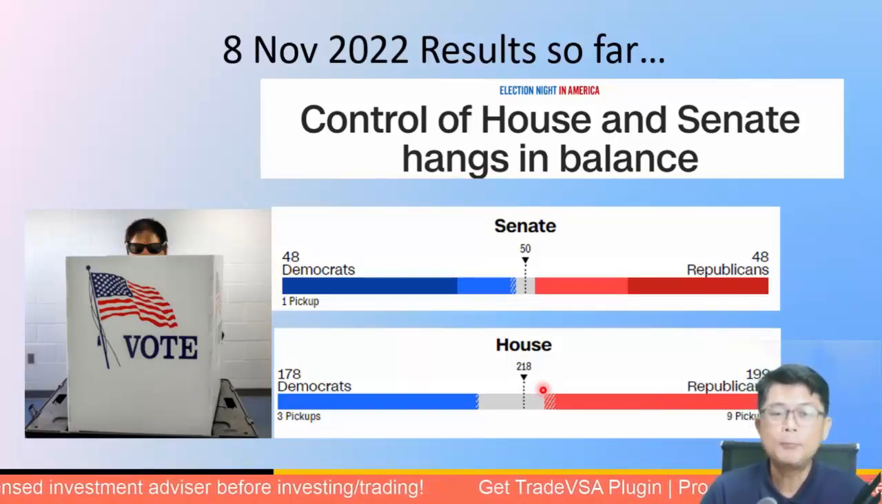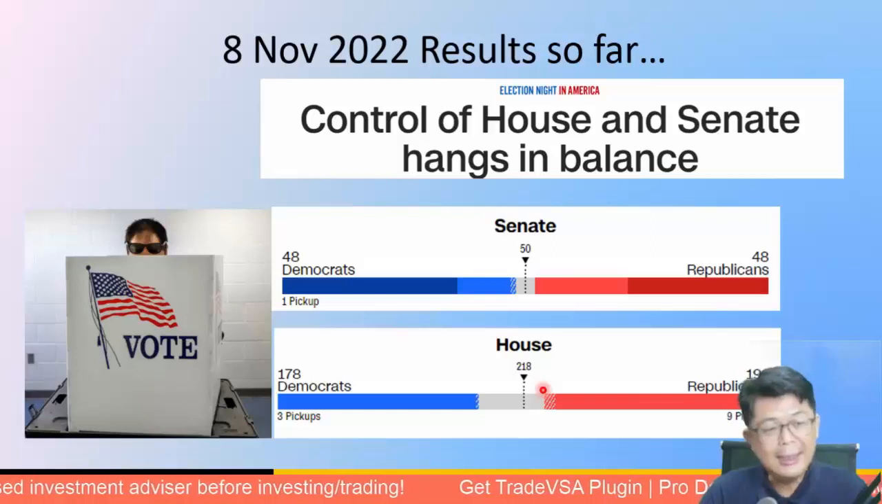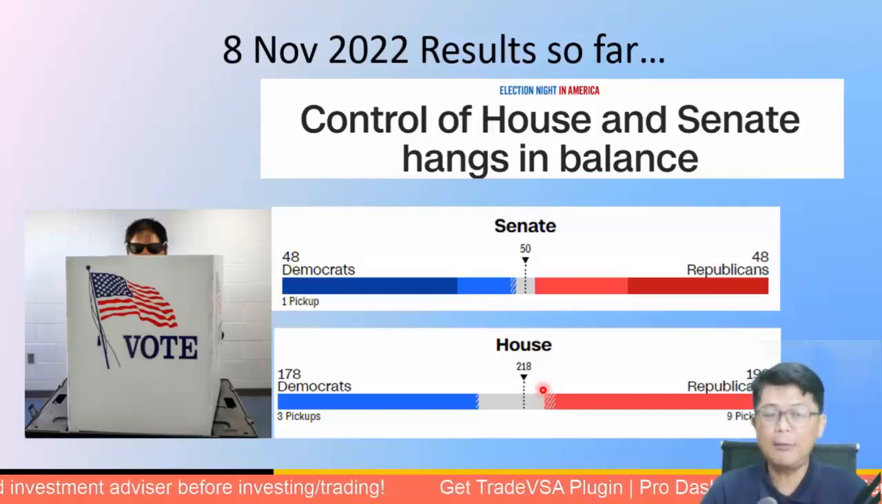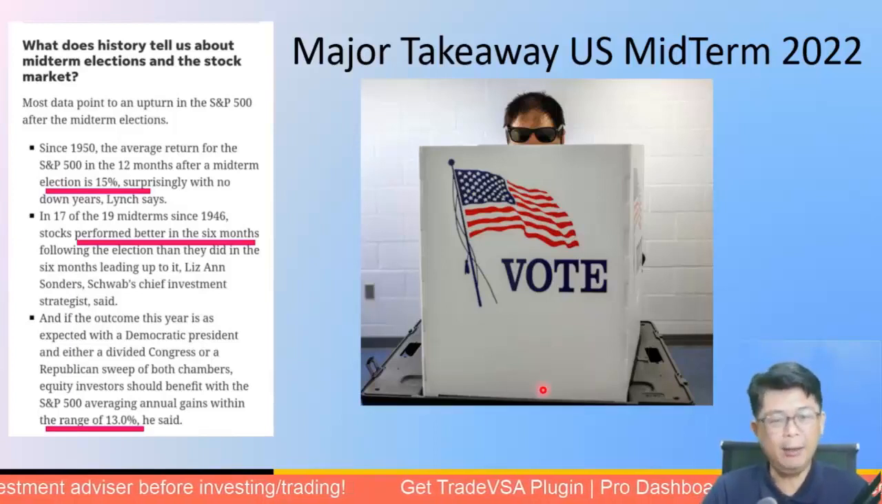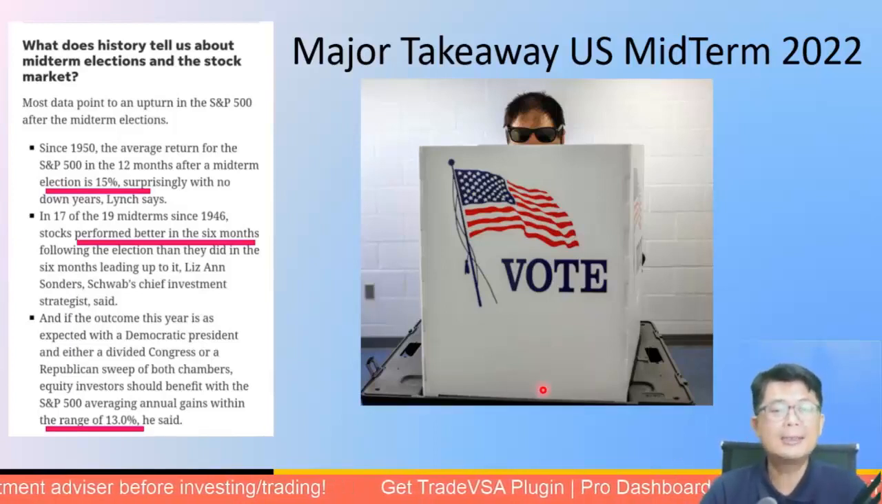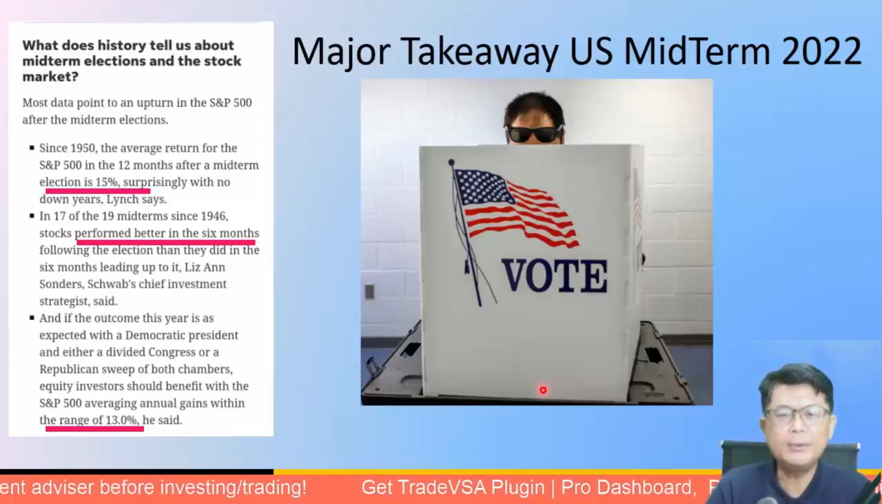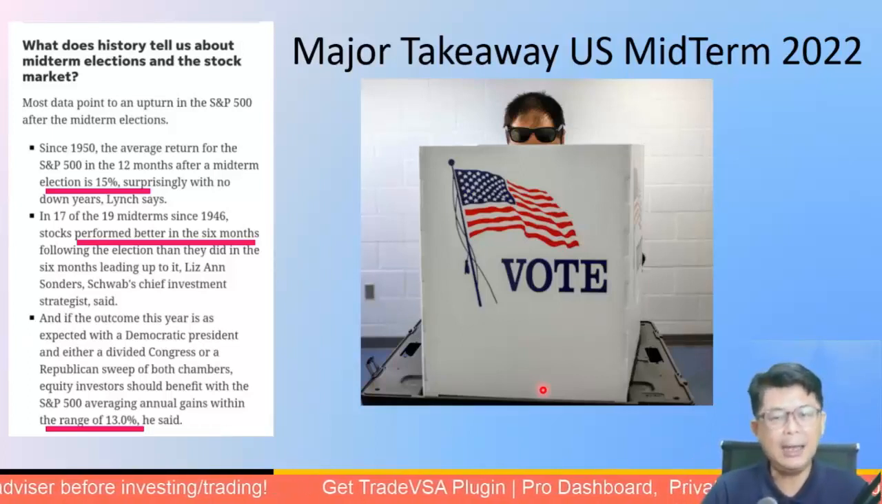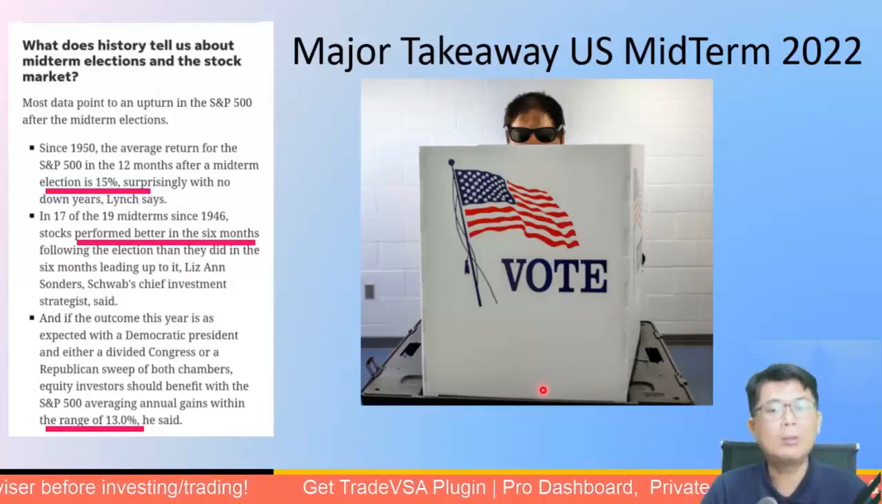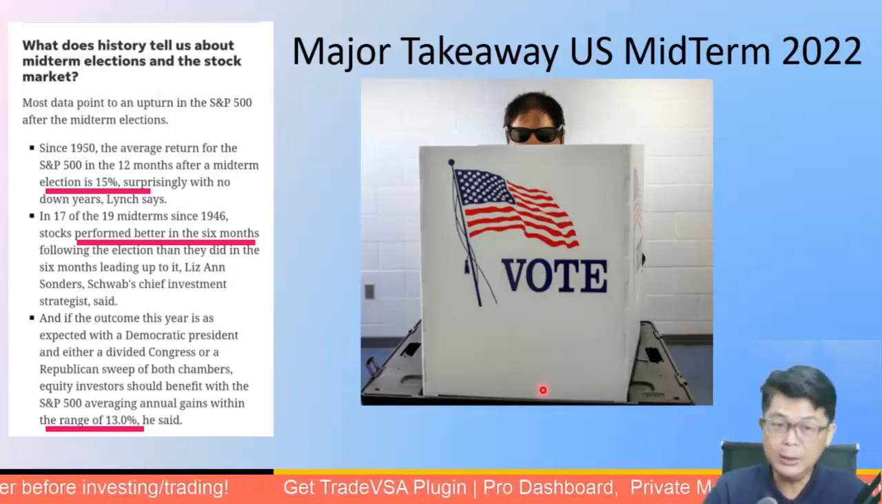But I do think whatever goes forward, going back to the data that we have, it does look very, very promising. So some of the major takeaways, in short, I just want to put out this slide from Forbes: since 1950, the average return in the 12 months after the midterm election was 15%, and there were no down years, all right?